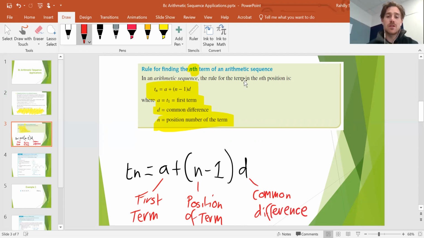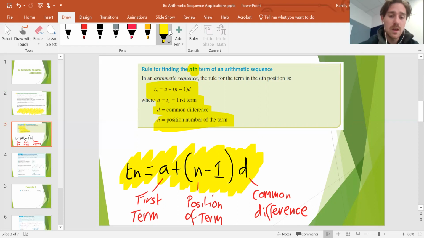Okay, so your first term is obviously the first one in the sequence. The position of the term is the one you're being asked to find. So if we were asked to find the 50th term in a certain sequence, that n would be 50. If we were asked to find the 8th term, the n would be 8. And the common difference is obviously just the addition or subtraction that's in that sequence. Okay, so that is the rule to work it out. We're going to go through several examples because I want us to make sure we get this really clearly, but that's the rule that I want you to have in your books. So a is the first term, n is the position of the term you're being asked to find, d is the common difference of the sequence.